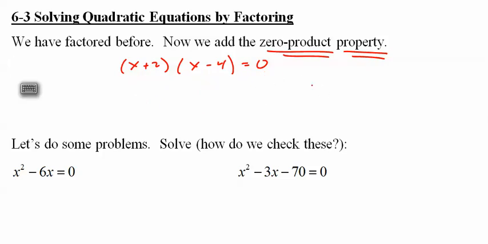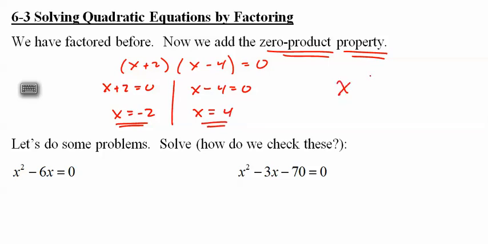Therefore, either x + 2 = 0 or x - 4 = 0. So x = -2 or x = 4. And we don't write the "or", we write them both at the same time, just to keep it simple.